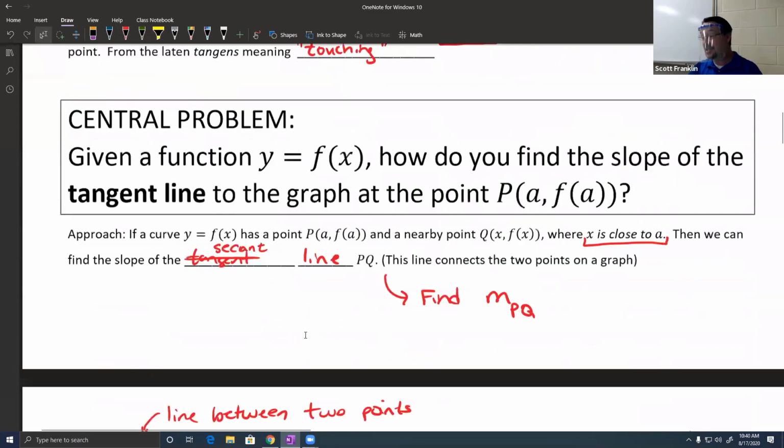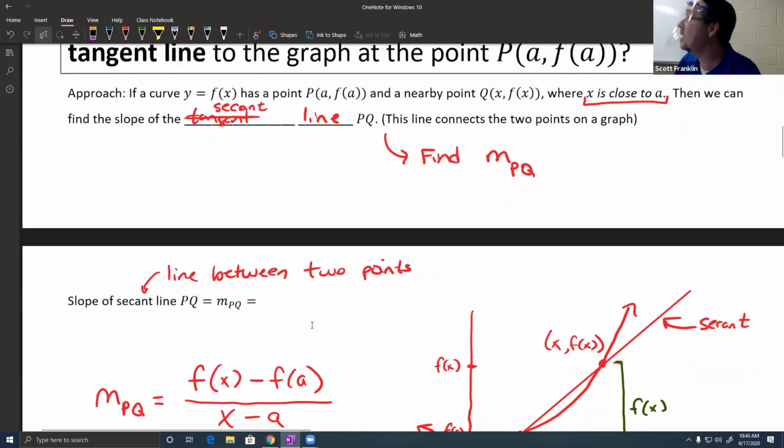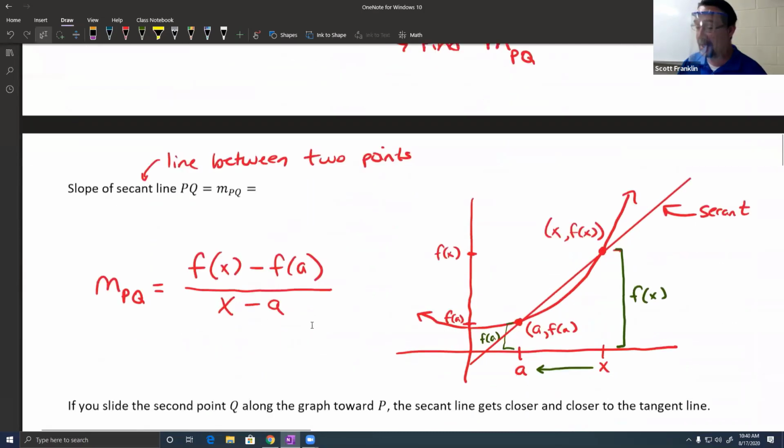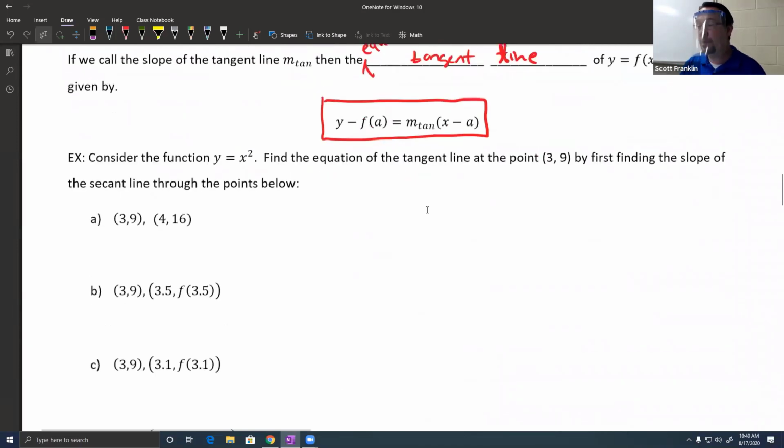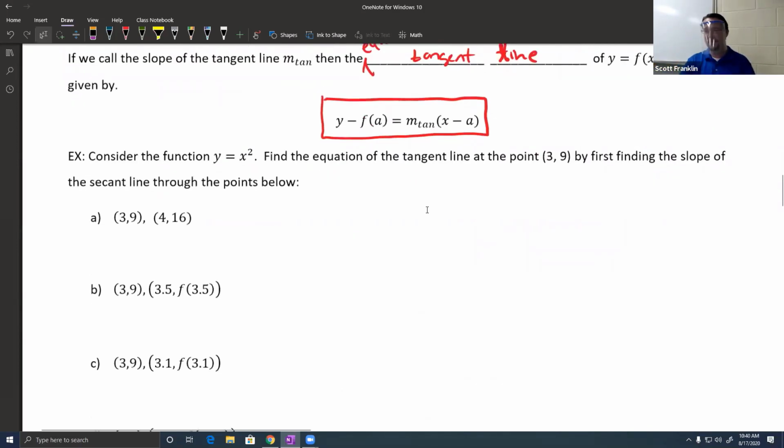So you may be asked to find the slope of the tangent line, or you may be asked to find the equation of the tangent line. Let's talk about how we find that slope first, and then we can come back and actually write the equation down. So here's an example. Let's consider a function, y equals x squared. Very simple function. And we want to find the equation of the tangent line at the point 3, 9.